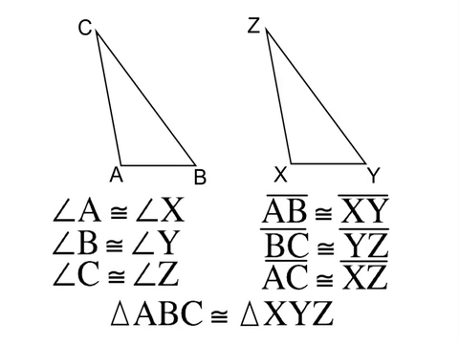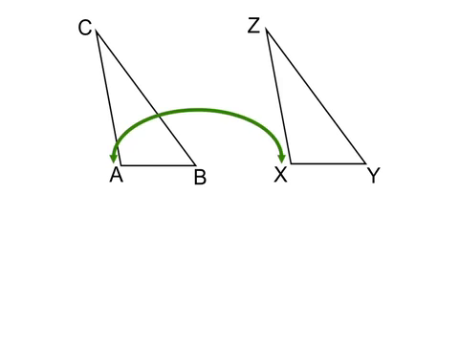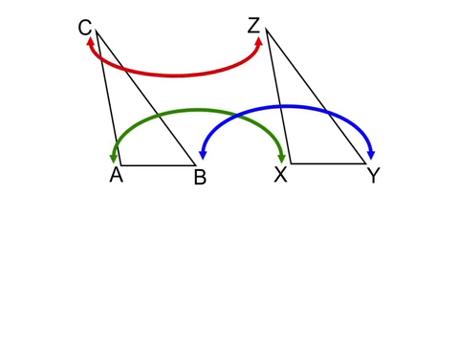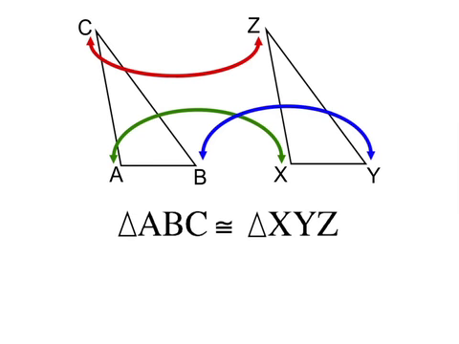And when we do our labeling, we try to match up the letters of the labels for the corresponding vertices. So in this pair, the letter A is a label for a vertex, and it corresponds with X in the other triangle, B with Y, and of course C with Z. We already know we can make this statement of congruence. Triangle ABC is congruent to triangle XYZ.